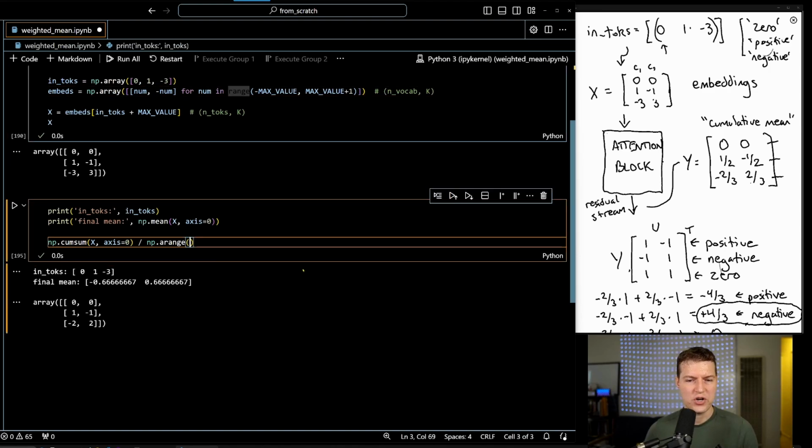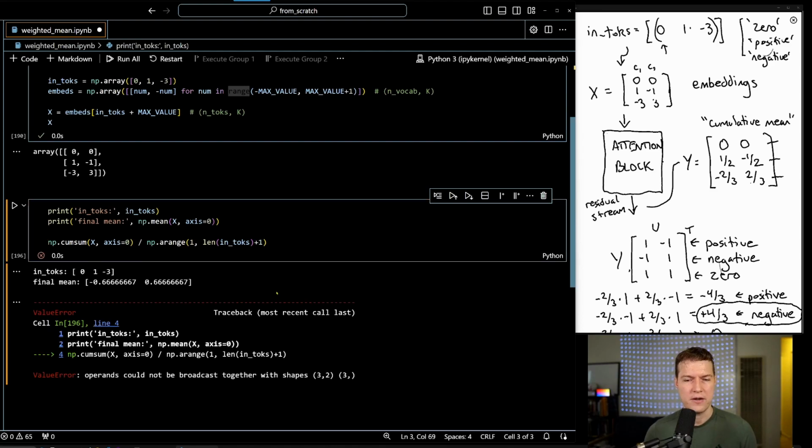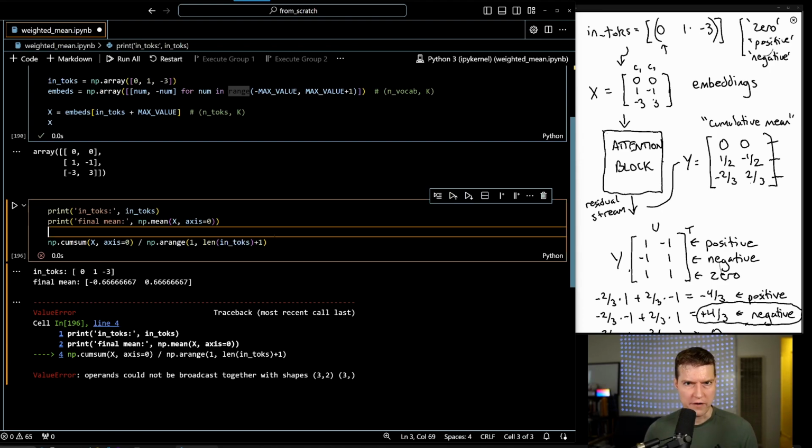And we're going to start at 1, and then we'll go up to the number of tokens, and that's just the length of intokes. Now, remember, in the final one, I have 3 tokens, and the upper bound of this range is exclusive, so I'm going to have to add 1 again. Now, it doesn't quite work, and you're going to run into this problem quite often.